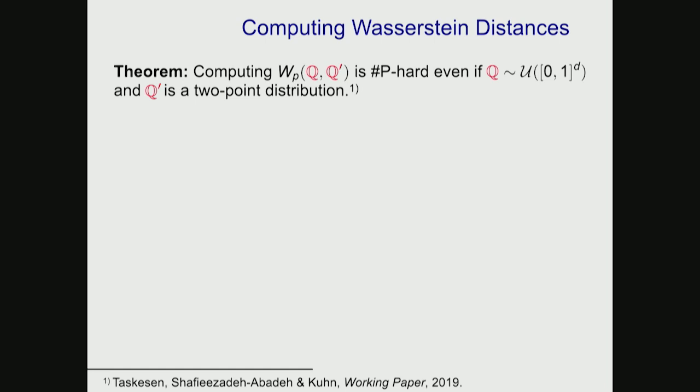So all of this suggests that Wasserstein balls are extremely rich. And in fact, it turns out that it's extremely difficult to determine whether a given distribution is inside a Wasserstein ball or not. More formally, we can prove that it is #P-hard to compute the Wasserstein distance between 2 distributions Q and Q prime, even in the very simple setting where Q is the uniform distribution on the unit hypercube in d dimensions, and Q prime is a discrete distribution with only 2 atoms.